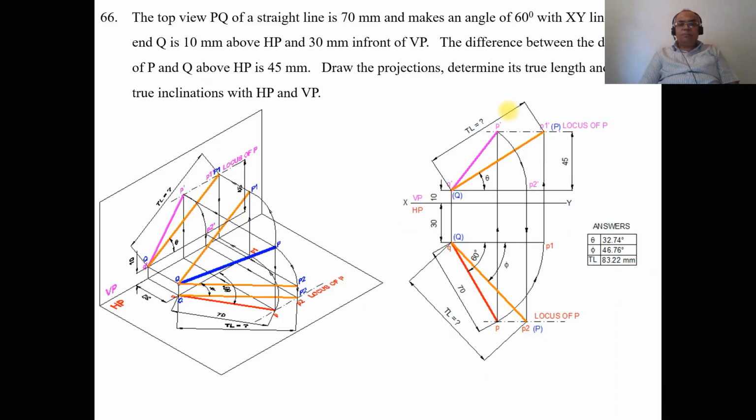Now we will try to solve this problem by using the sketch flow. To do that, first we are going to take the XY line and you mark VP and HP. Then from the XY line, you measure 10 mm above the XY line and then draw a horizontal line.